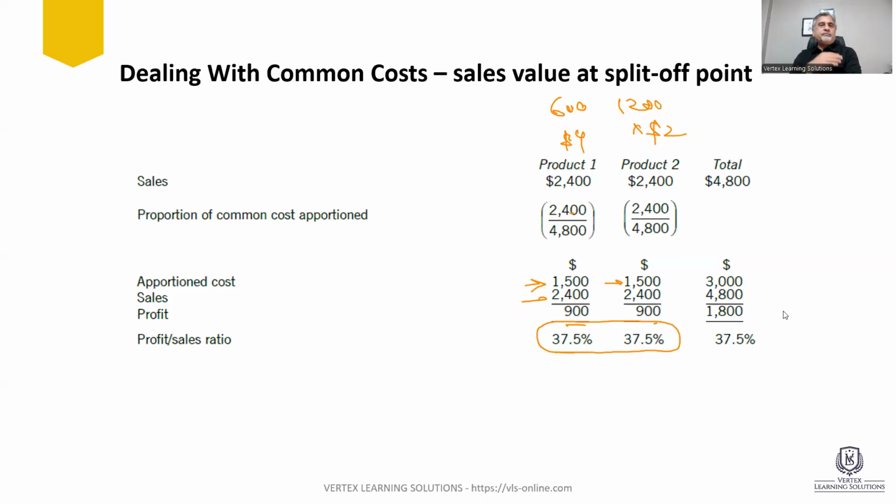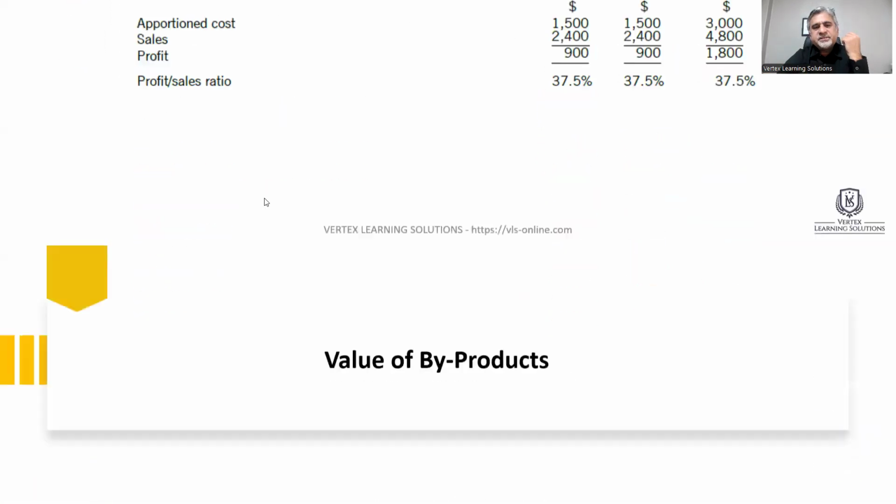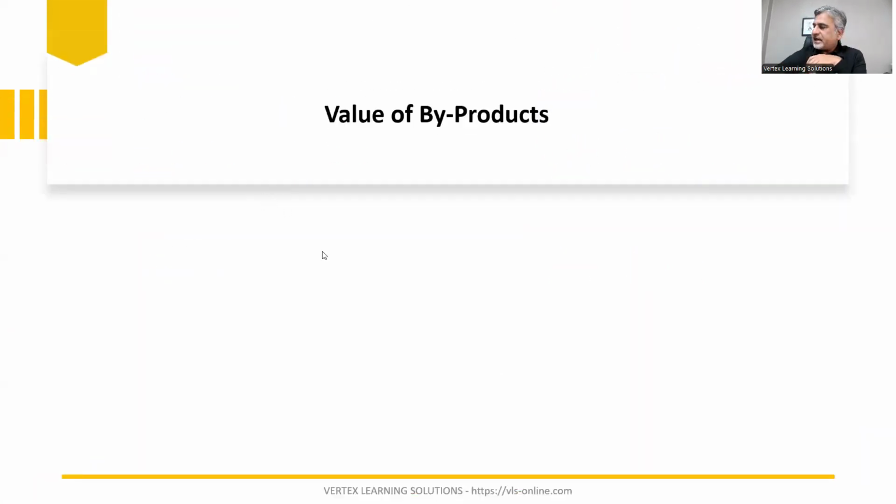So we would be recommending the method based on sales value at the split off point. Okay. Then comes value of byproducts. I said that the common cost should not be given to the byproduct. So out of that $5,000, it will be split between A and B, and nothing goes to C, because A and B are the joint products. These are the joint products, and 5,000 should be split between A and B. C is a byproduct, and we don't take any common cost to C.